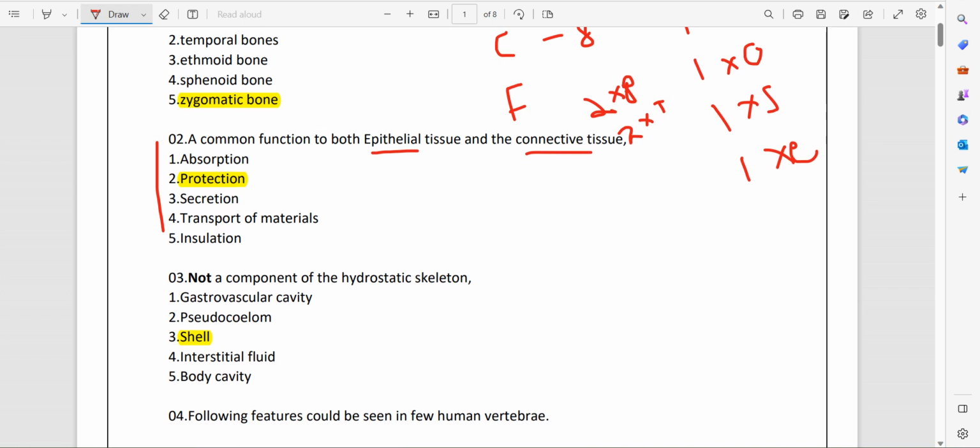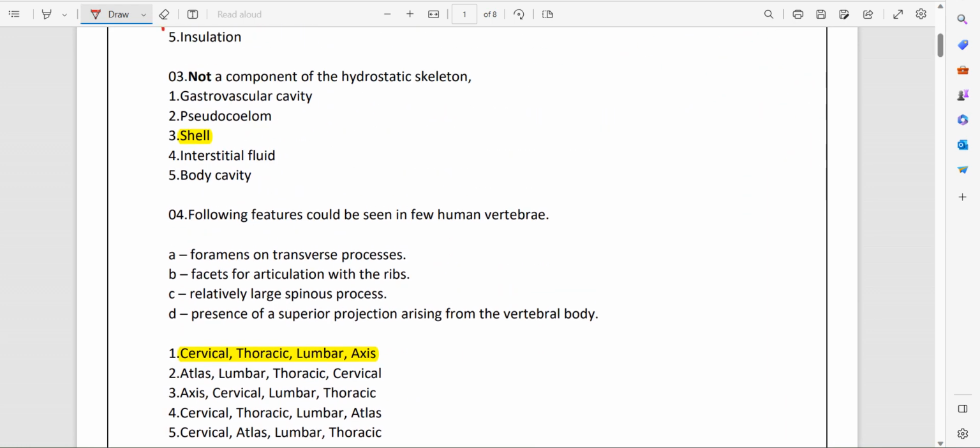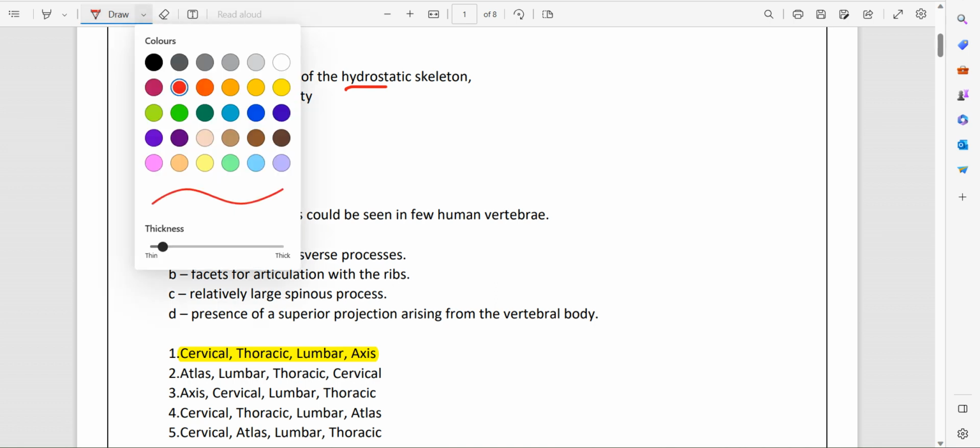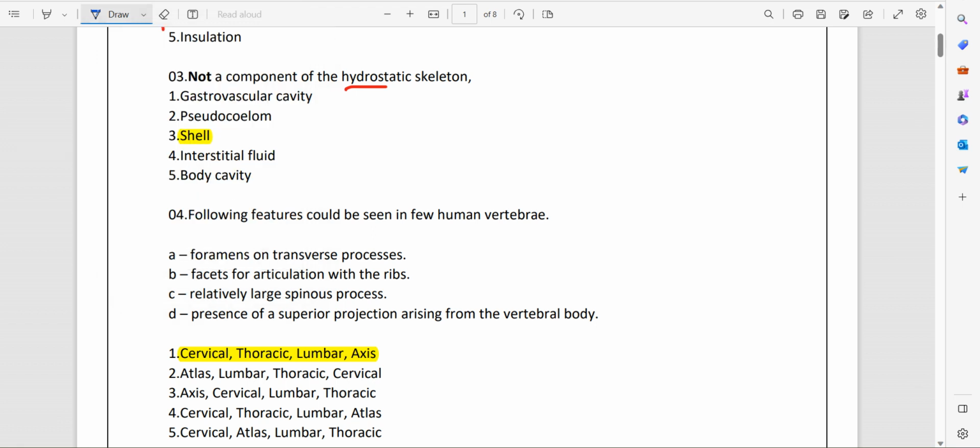So the third one: not a component of the hydrostatic skeleton. These types of questions are not very common in practice papers because they're rarely asked, but these days the A-level paper is also having some weird changes, and sometimes they ask questions that were never asked before. That's the purpose of having new question papers. Back then there was a pattern that the same theories were repeating over and over again, but nowadays there are some new structures and new formats for questions.